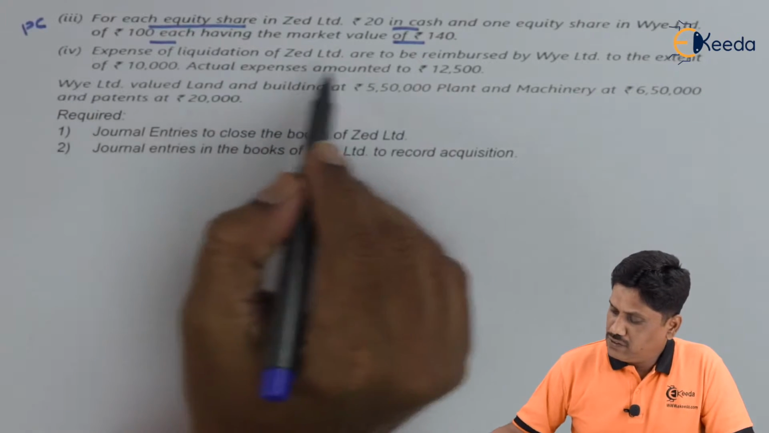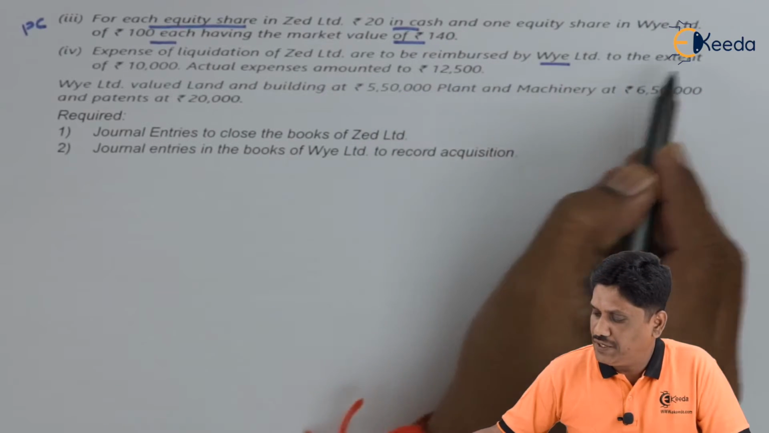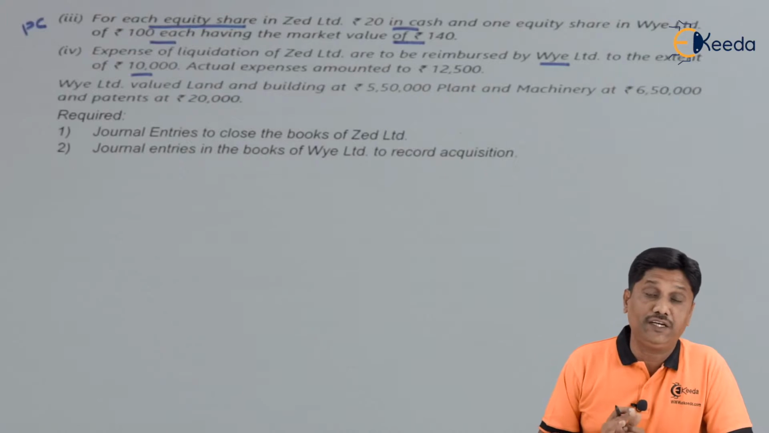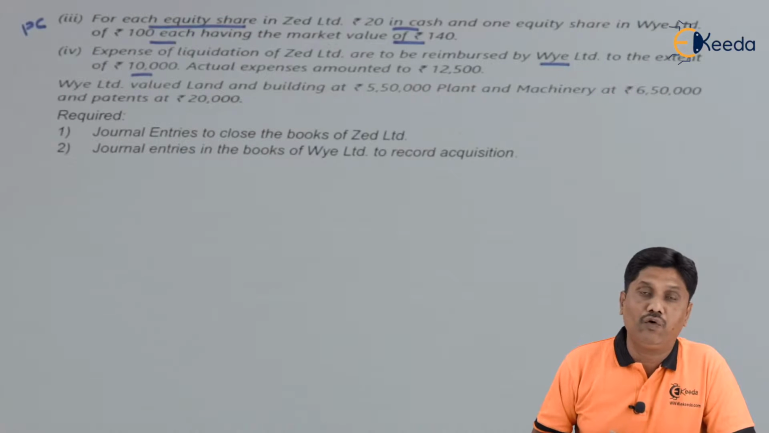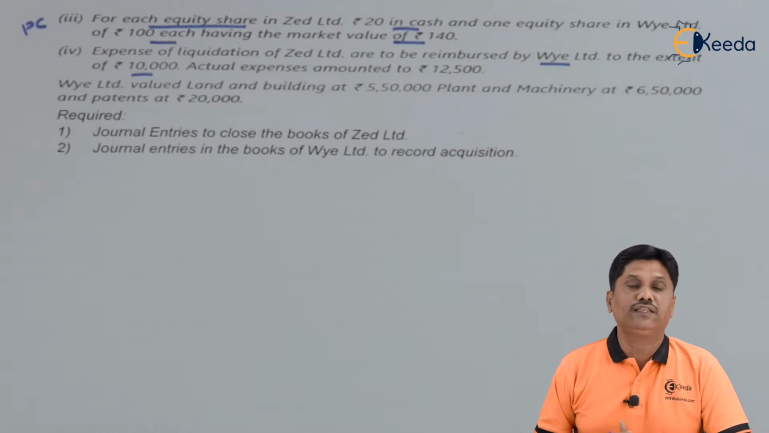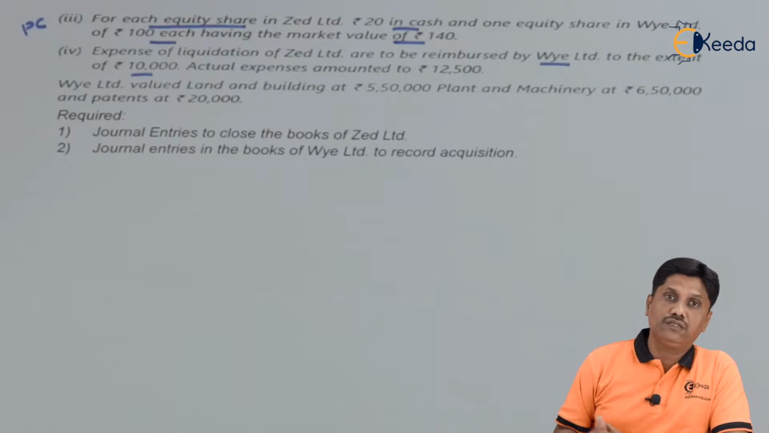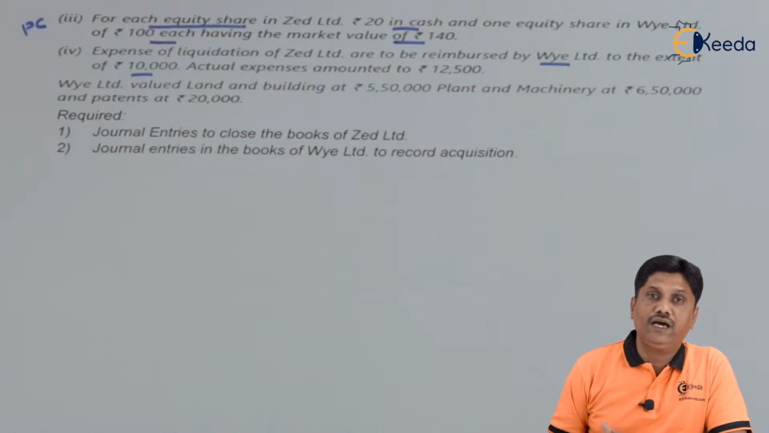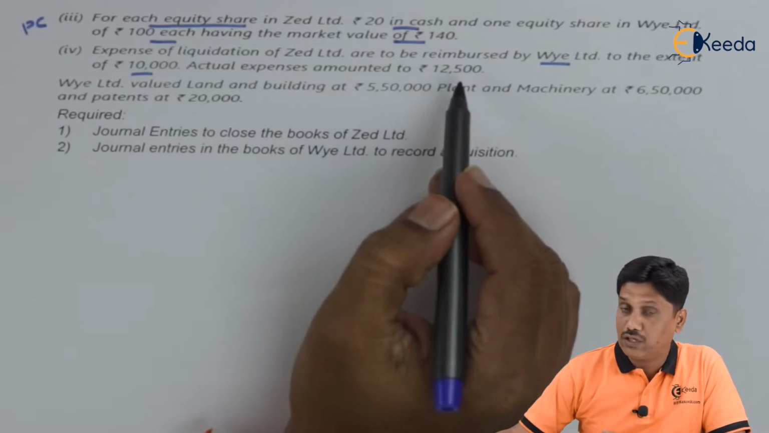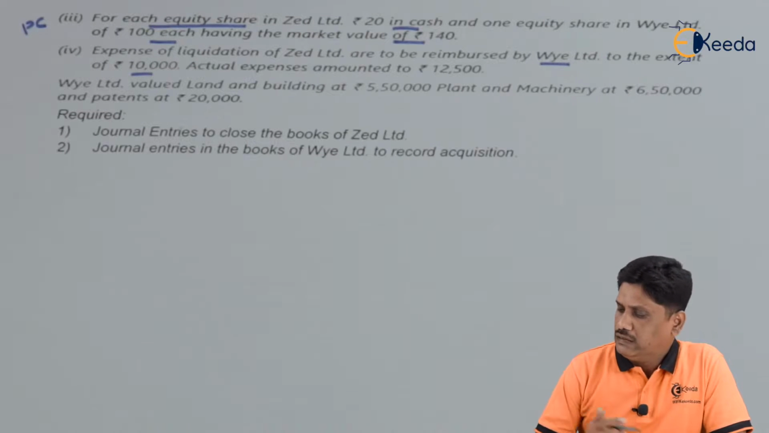Next, expense of liquidation of Z Limited are to be reimbursed by Y Limited to the extent of 10,000. That means they are ready to reimburse you, but maximum amount what they can reimburse is 10,000. The actual expenses amounted to rupees 12,500. So what vendor company will do, to the extent of 10,000, purchasing company account will be debited. Amount extra paid by them, that is 2,500. For that they will debit realization account, right?